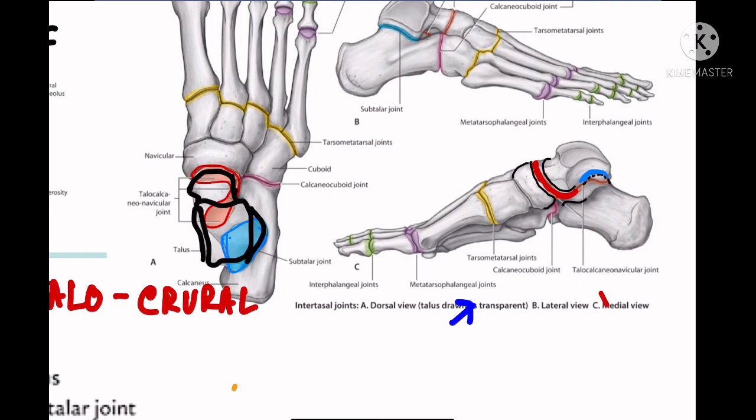You can see that two different colors have been used. The red color marks the talocalcaneonavicular joint in between the talus, navicular, and the calcaneus. The red is the talocalcaneonavicular. Whereas the blue one marks the subtalar joint between the calcaneus and the talus. Subtalar.